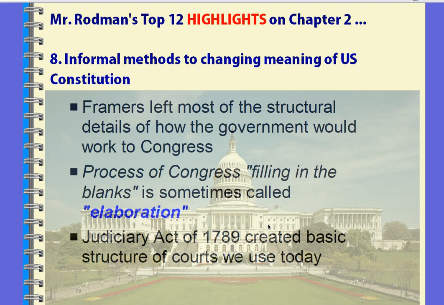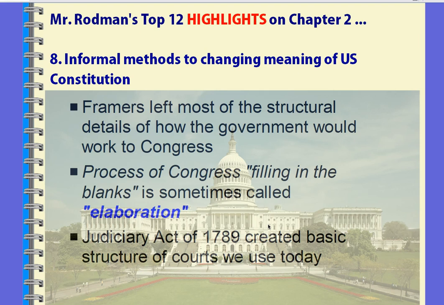A lot of times they'll try and draft a law that goes around what the Constitution says. We see that as somewhat of a statutory construction, in that they're building a law around the Constitution without touching it. We also see the process of elaboration, where they're trying to fill in the blanks of something that is addressed in the Constitution, but they're trying to define it a little better. That process of elaboration, and then we see the Judiciary Act of 1789 is a great example of changing the meaning of the Constitution as it relates to the judicial branch, and Congress had the power to do this under the Constitution.